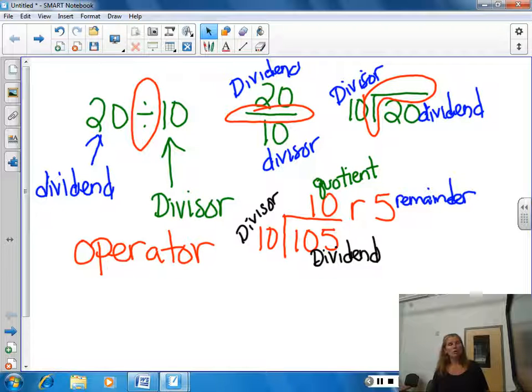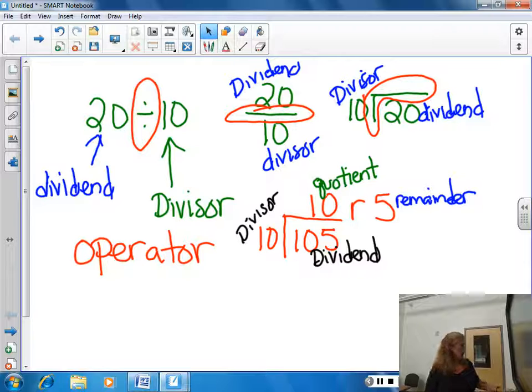The quotient is the answer to a division problem. The remainder is what's left over. The divisor is what you're dividing by, and the dividend is what you're dividing into. So all four of those terms you need, no matter which format they're in, you can still see that.